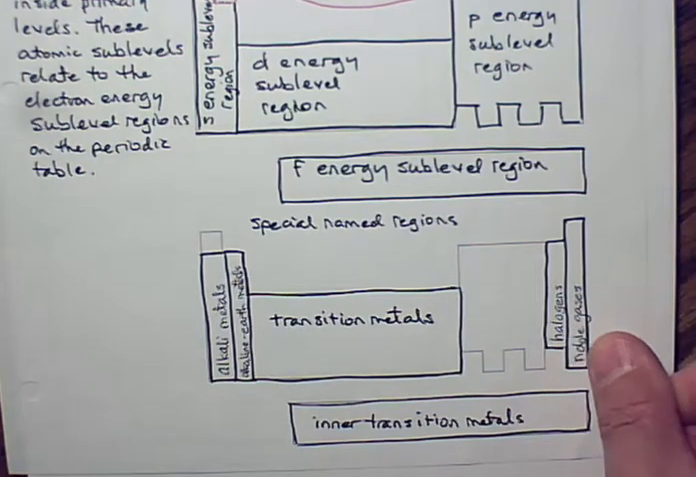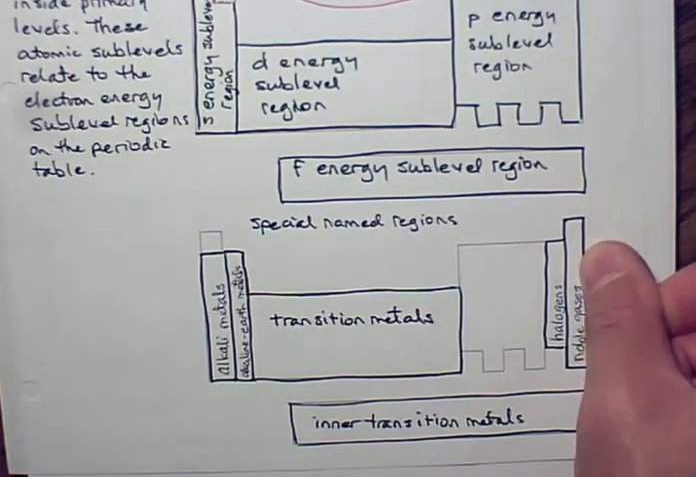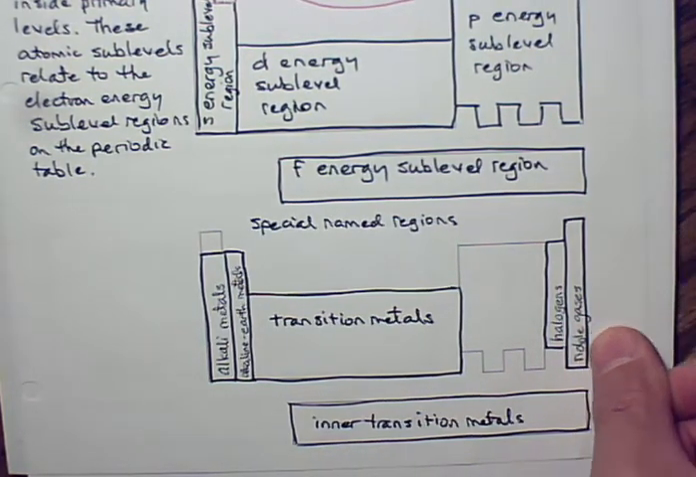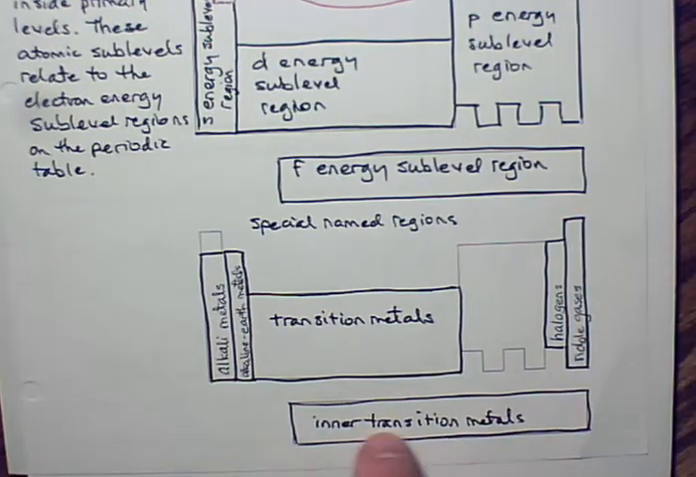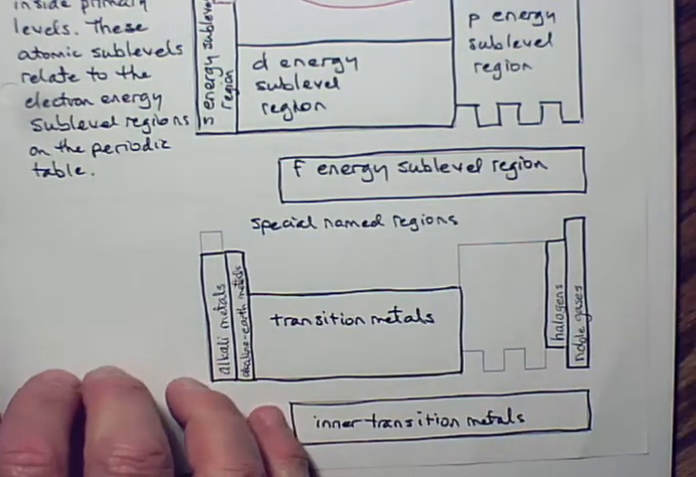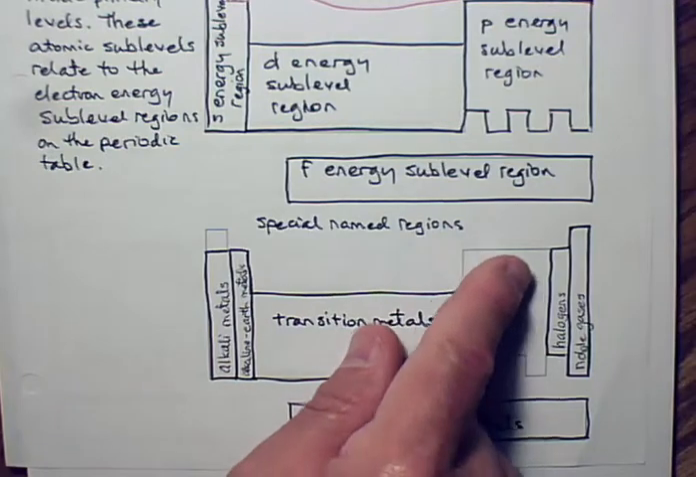This next to last column over here are the halogens. The last column, including the top one, is helium. That's all the noble gases. And down here we have the inner transition metals. So those are specially named regions you need to know.